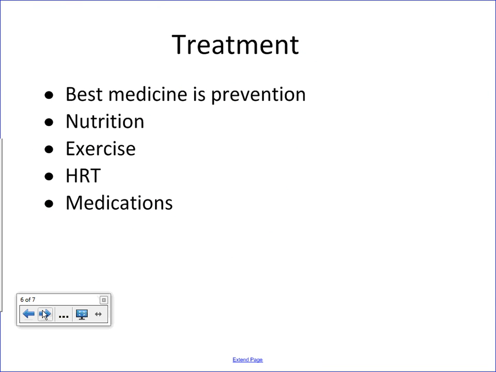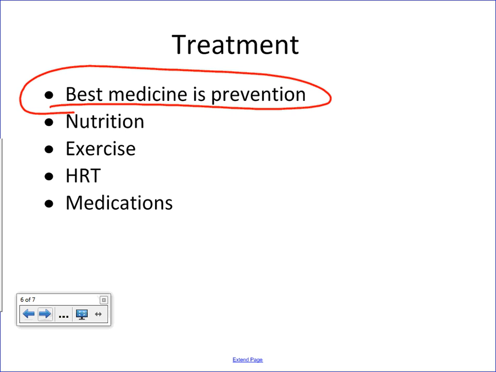Which kind of leads me into the treatment aspect of osteoporosis. There's a reason why I started with this bullet point. The best medicine is prevention. The best medicine by far is prevention. Essentially, prevention comes from a good diet, understanding the modifiable risk factors for the disease, and exercise.